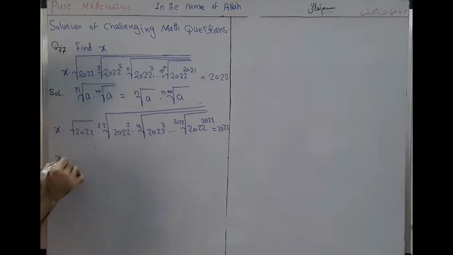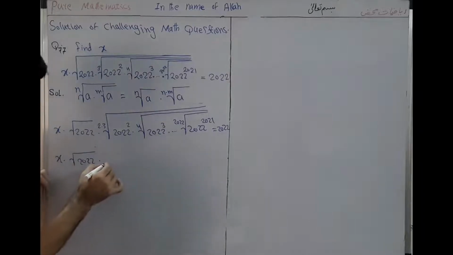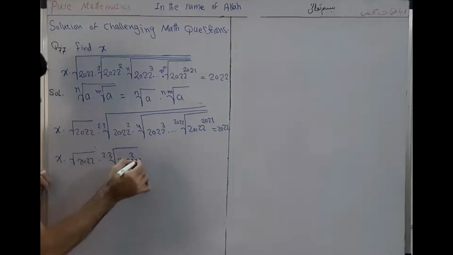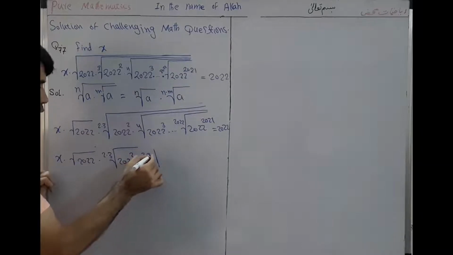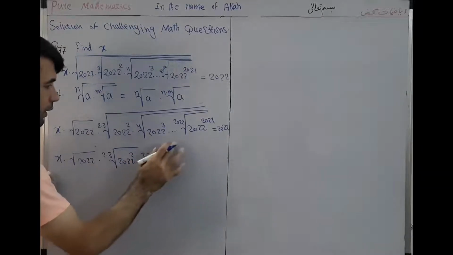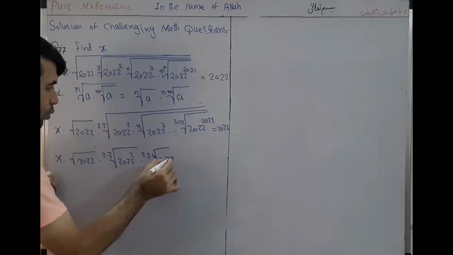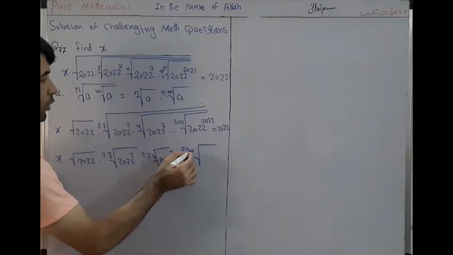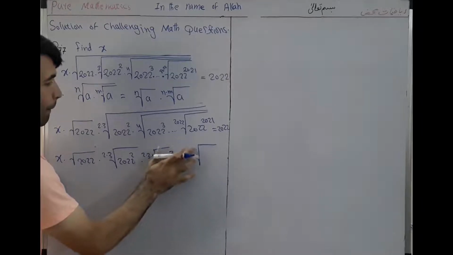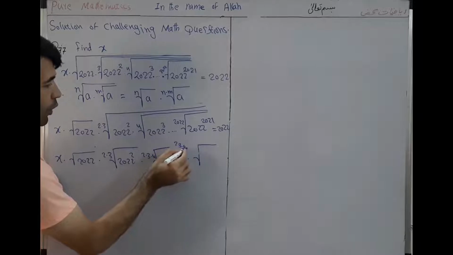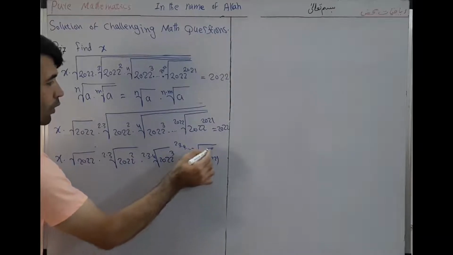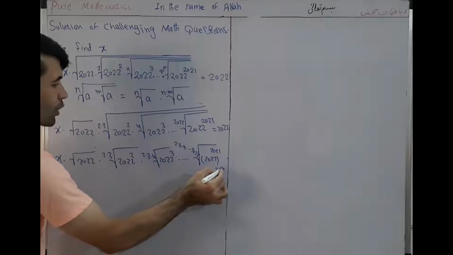Here we separate x into square root of 2022 into 2 into 3, 2022 all to the power 2 into 2 into 3 into 4, 2022 whole to the power 3 and so on, 2 into 3 into 4 into 2022, 2022 whole to the power 2021. It is equal to 2022.